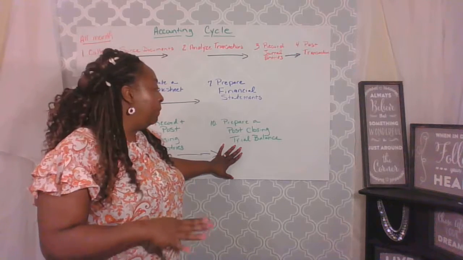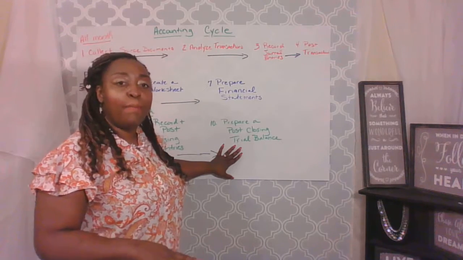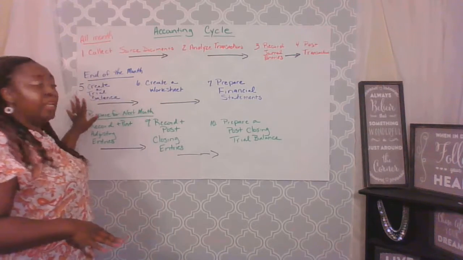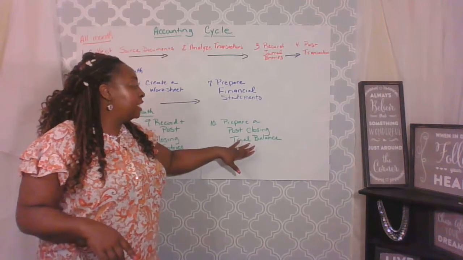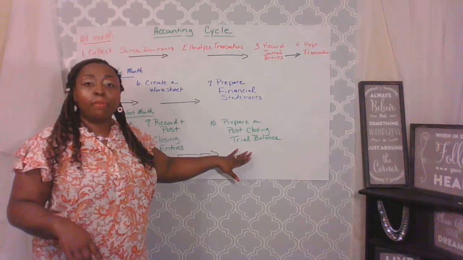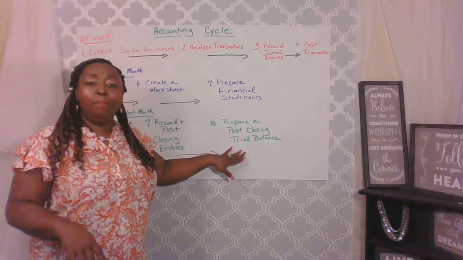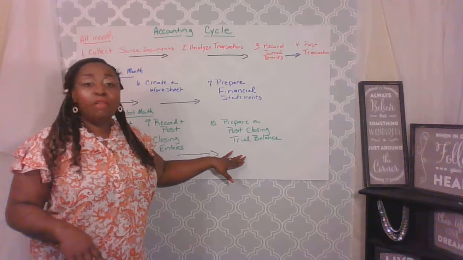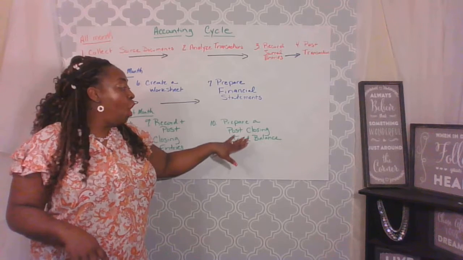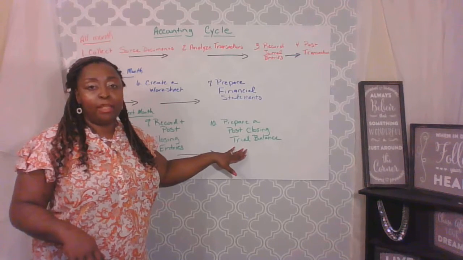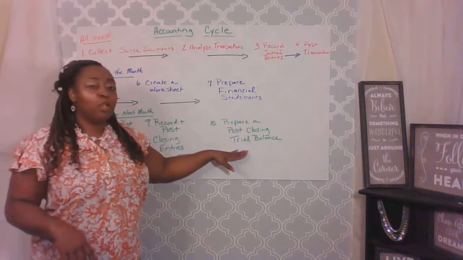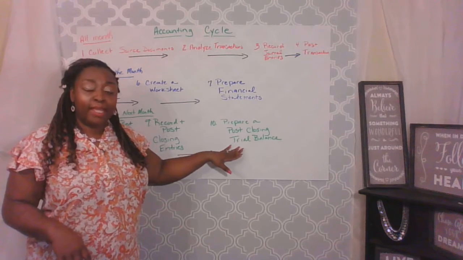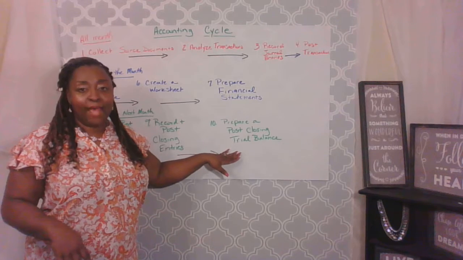The thing I stress about the post-closing trial balance is that it is the same thing as a trial balance here, except for one major difference, and that's in the post-closing trial balance, it only has accounts with balances, meaning none of the temporary accounts are in the post-closing trial balance because we closed all of those. So the post-closing trial balance will only have accounts that have a balance.